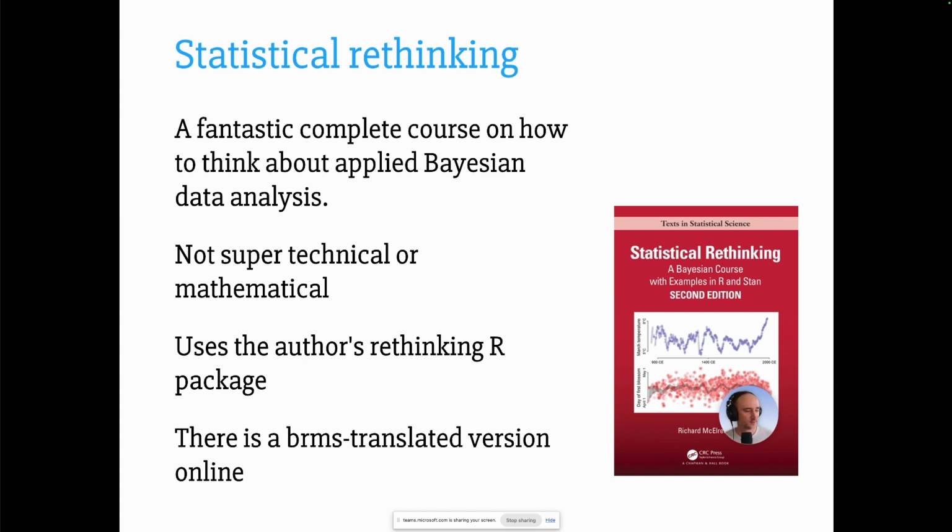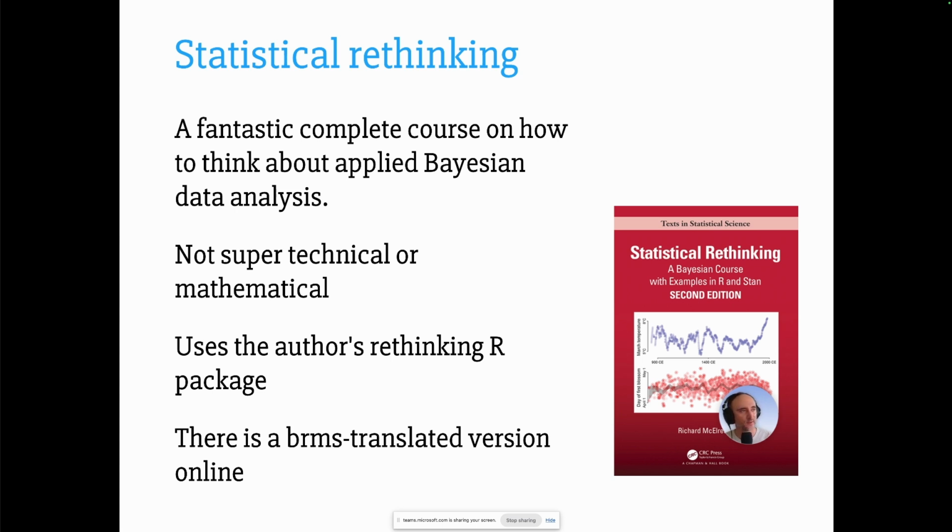This book, Statistical Rethinking by McElreath. I quite like his style of teaching. He also has his lectures available online on YouTube. He's taught a course based on this book several times, and you can look that up. It goes into lots of depth. There are several editions. This is the 2nd edition. It's a fantastic complete course on how to think about applied Bayesian data analysis.